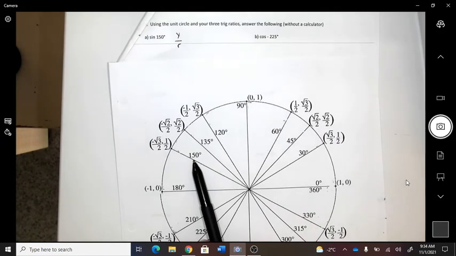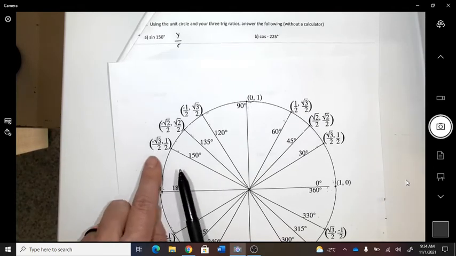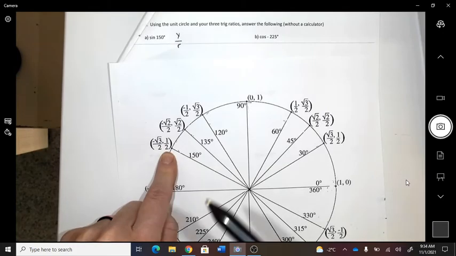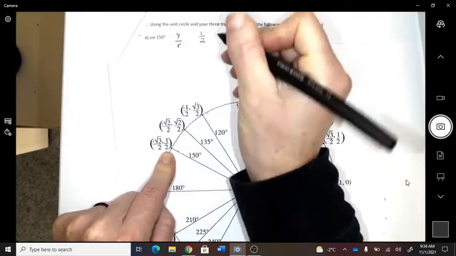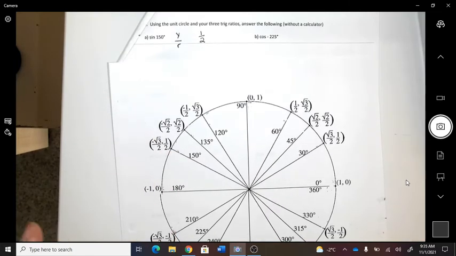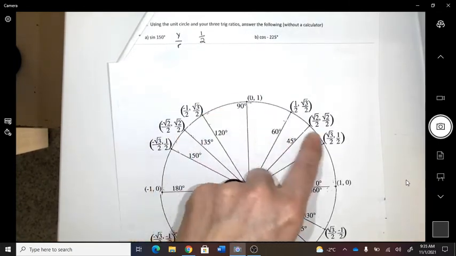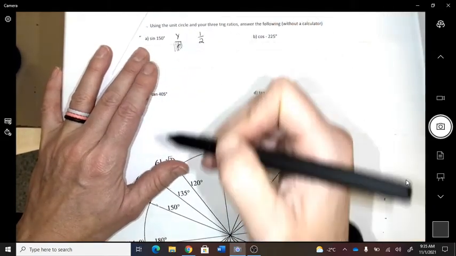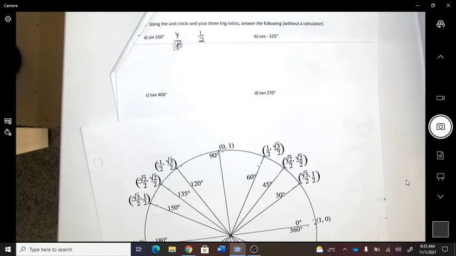150. I go there and I say what is the y? So the y is 1/2 divided by, what is the r value? 1, because this is a unit circle. So what is the radius of this circle? 1. So you know what? Forget about that. I don't need to divide by 1. So it's just the y.